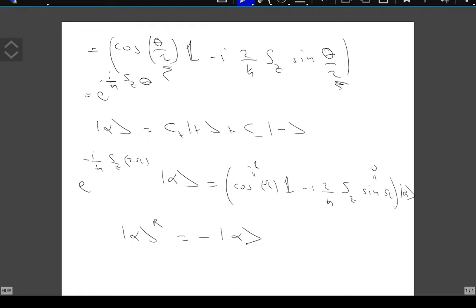Well, since there is just a minus sign difference, the expectation values do not change, because in the expectation values we have the bra and the ket of the same state, both of which acquire a minus sign, and hence the expectation value does not change. But the ket itself changes.